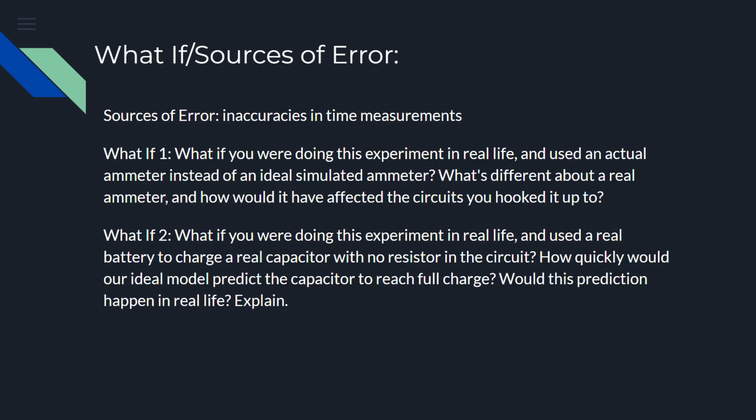So the sources of error would be inaccuracies in time measurements. And if I was doing this in real life with an actual ammeter, the values for current would be different as there would be resistance in the ammeter. And if I were doing this in real life with a real battery to charge a real capacitor, it would take a finite amount of time for the battery and capacitor to charge instead of instantaneously.